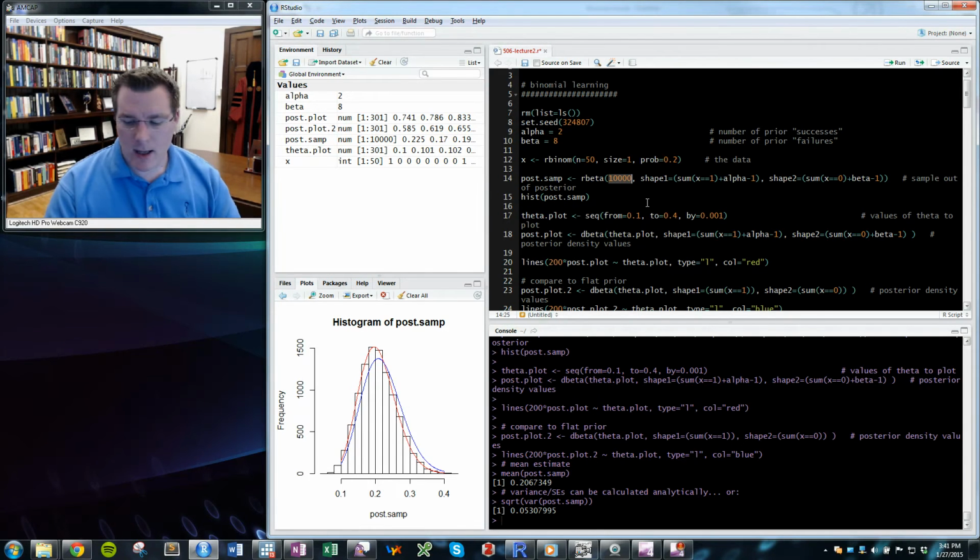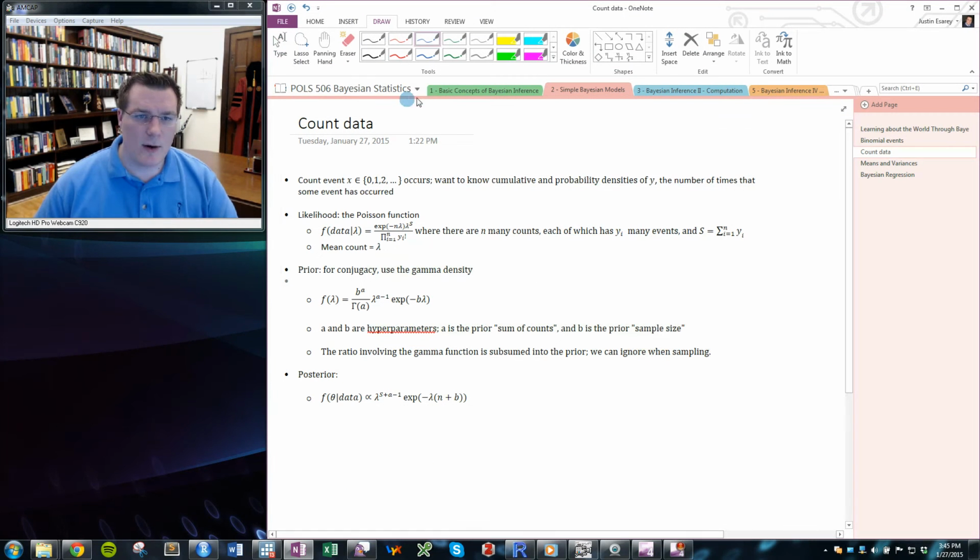Okay. Well, that's all I have to say about binomial data. Let's take a look at count data. All right, now let's talk about count data. So count data comes in the form x, starting at 0 all the way up to infinity, any discrete number inside that set.